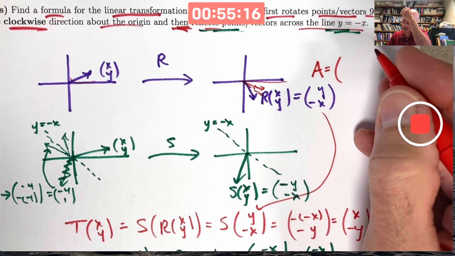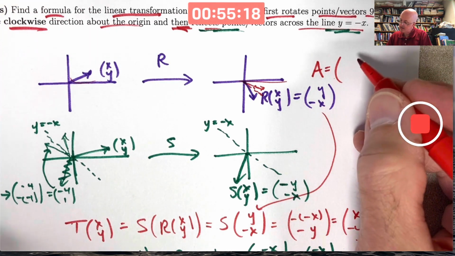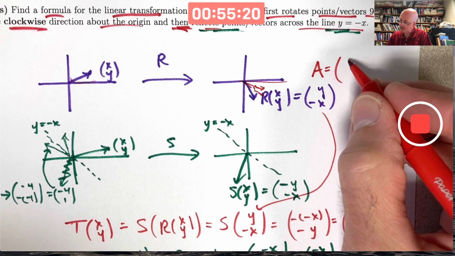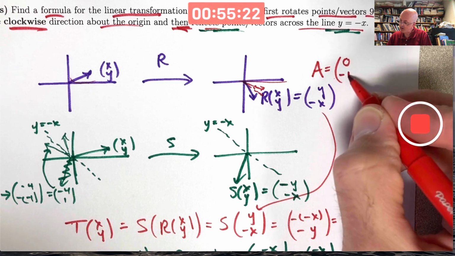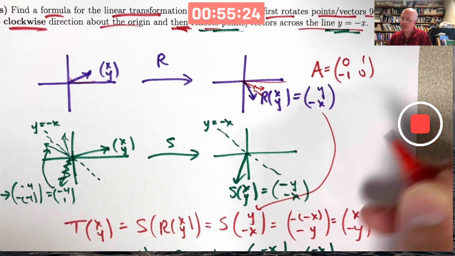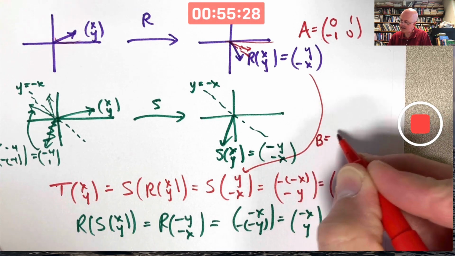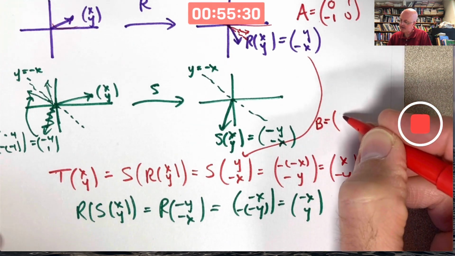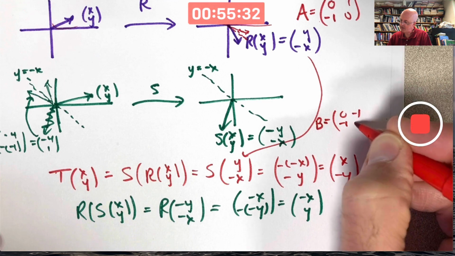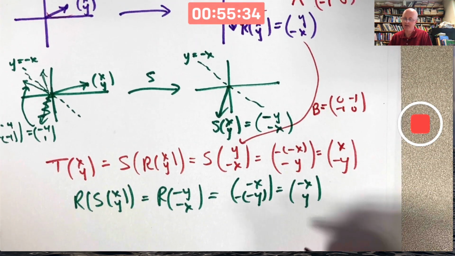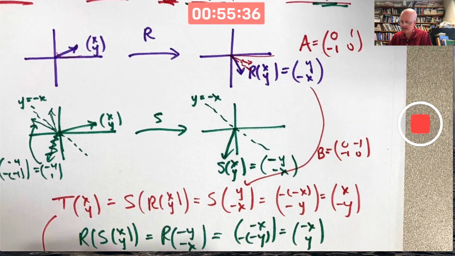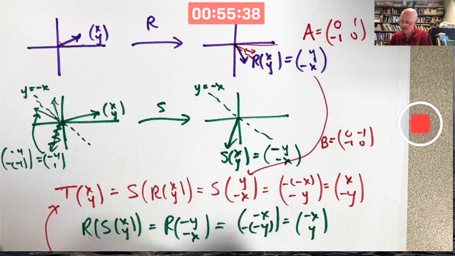Let's see, I've got to be careful here. It's going to be first column of 0, negative 1, second column of 1, 0. A matrix for S, call it B, is going to be 0, -1 for the first column, -1, 0 for the second. The matrix for T should be B times A.